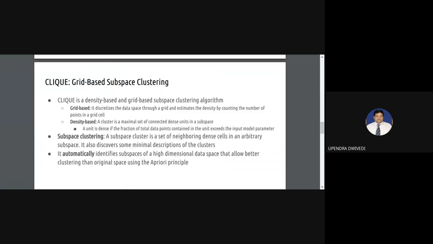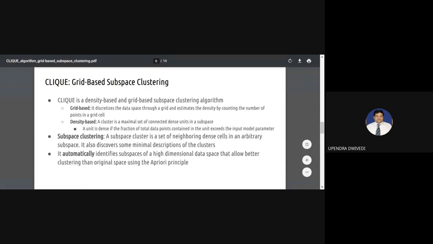CLIQUE is basically a density-based and grid-based subspace clustering algorithm. In the grid-based part, it discretizes the data space through a grid and estimates the density by counting the number of points in a grid cell. In the density-based approach, it takes a maximal set of connected dense units in a subspace, where a unit is dense if the fraction of total data points contained in that unit exceeds the input model parameter.